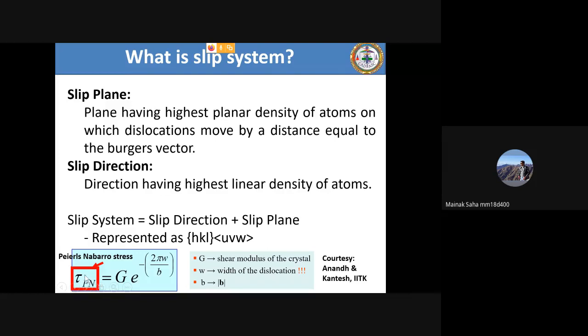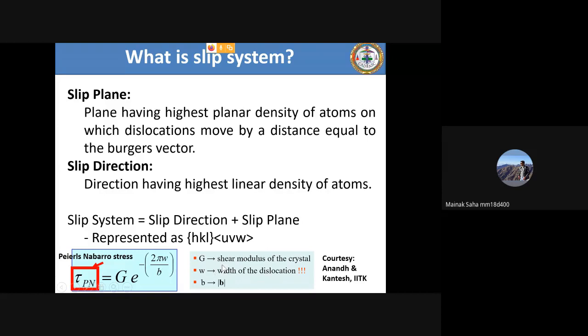The reason why the dislocation should move only on the slip plane and in the slip direction can be very well explained from this equation. If this is W, the width of a dislocation, it is also termed the core of a dislocation. It is the region of a dislocation wherein the linear elasticity theory fails. You cannot use linear elasticity theory at the width of the dislocation. It's called the center of the dislocation.